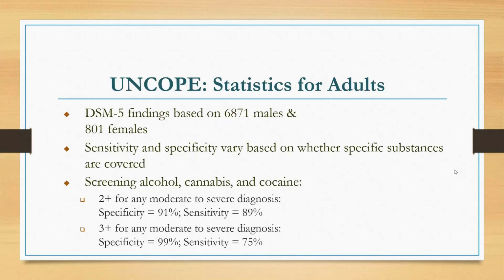What we have found on the apparent sensitivity and specificity of the UNCOPE is that if you consider a positive as having 2 or more of the 6, you will find almost 90% of everybody that has a moderate to severe diagnosis. We're ignoring mild in this case, and the specificity will be about 91%. If you boost the cut score to 3 or more, then you will find about 3/4 of all the positive cases, but you essentially get no false positives. So again, if you were to lower the cut score, you would increase your sensitivity probably to 95%, but your specificity would go down, so you would have a lot of false positives to sort out.